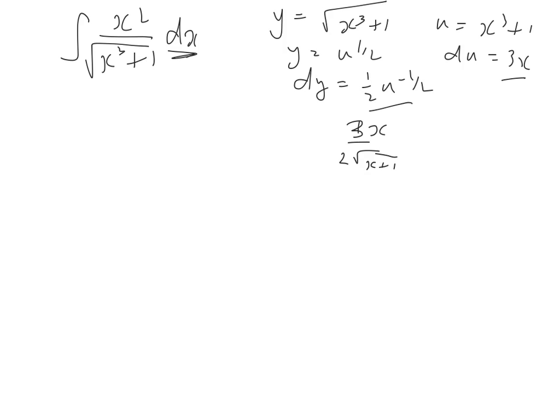So that's what we've got there. Now something's amiss. This should be 3x squared. So we've got 3x squared.